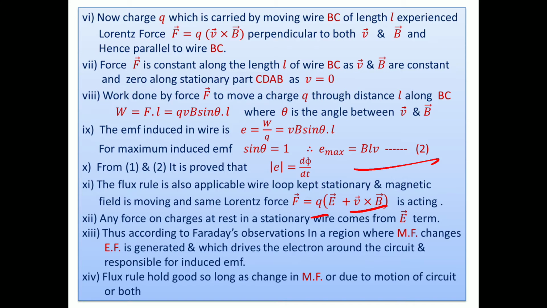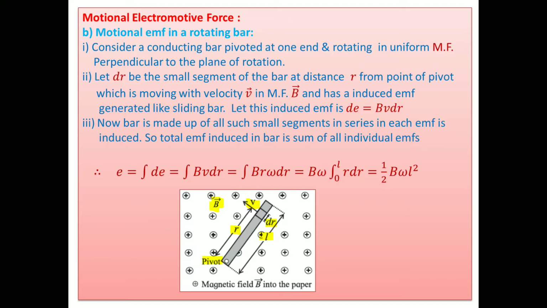Thereafter we go forward to another application of motional electromotive force: motional EMF in a rotating bar. In the figure, consider a conducting bar pivoted at one end and rotating in a uniform magnetic field perpendicular to the plane of rotation. Look here, this is the point of pivot and this bar is rotating in an anti-clockwise direction, say.